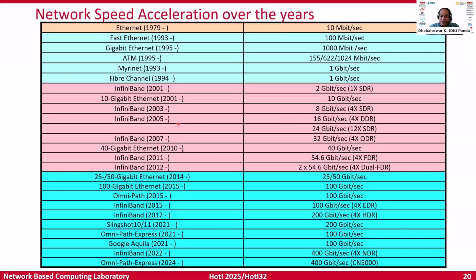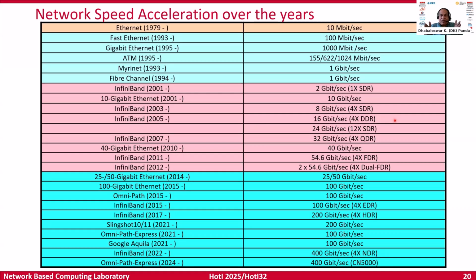So then in another 2 years, these are all being defined by the InfiniBand standard consortium, the trade association. They look at the market, they look at the demand, and then keep coming up with the next and next standards. So in 2005, they kept the same 4 lanes, but the SDR was changed to DDR, double data rate.